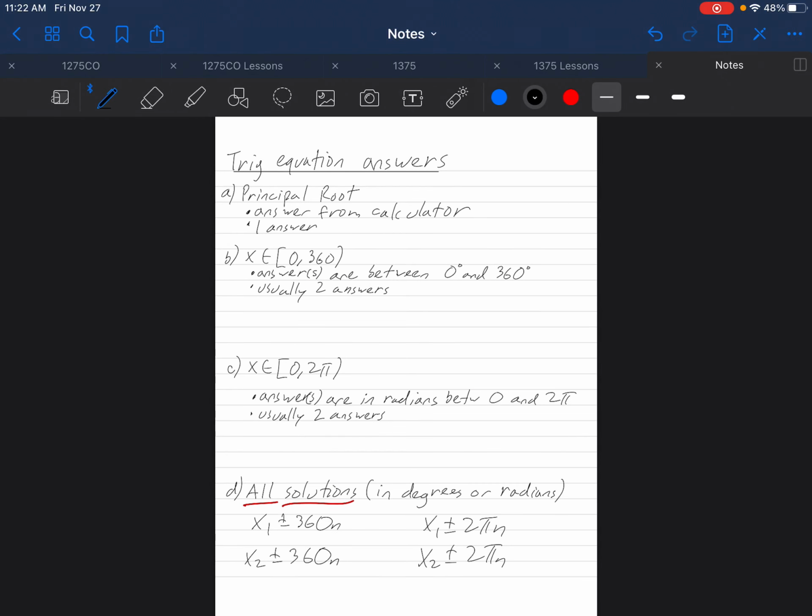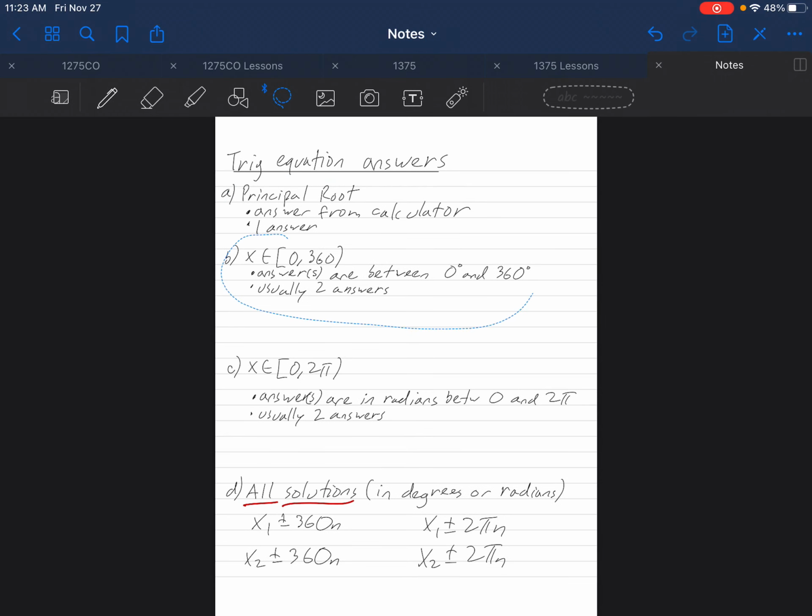So your homework is going to ask for answers in different ways. It could ask for what's called the principal root, which is essentially just the first answer, the answer that comes from your calculator. Your calculator can give you a principal root. Just make sure that your calculator is in degrees mode, make sure that you are typing it in correctly, and make sure that you are using the inverse trig function, not the regular trig function.